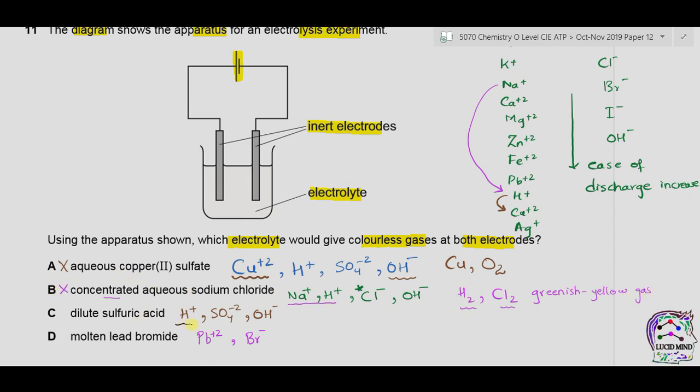In C we have H plus ions which is converted into hydrogen gas. And on the negative ions we have sulfate and hydroxide ion. As sulfate ions are not discharged, hydroxide ions are discharged to form oxygen gas, and both are colorless, so C could be the correct answer. In D we have molten lead bromide, so lead is formed on one electrode while bromine gas is formed on the other electrode, and also bromine is reddish brown gas. So D is also incorrect. The correct answer is therefore C.